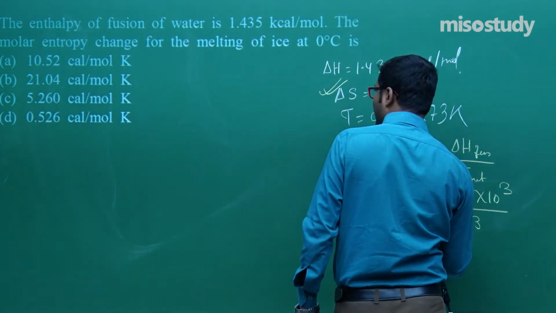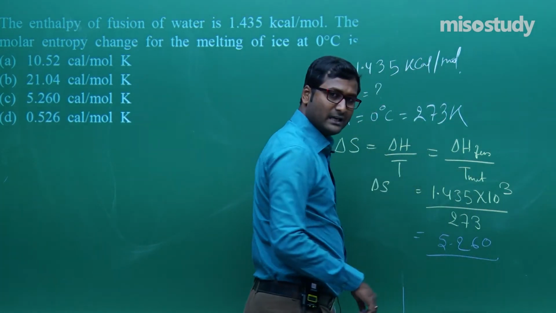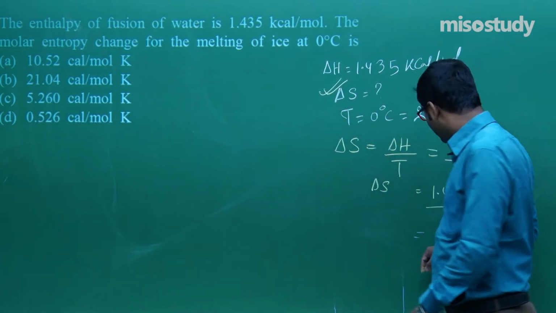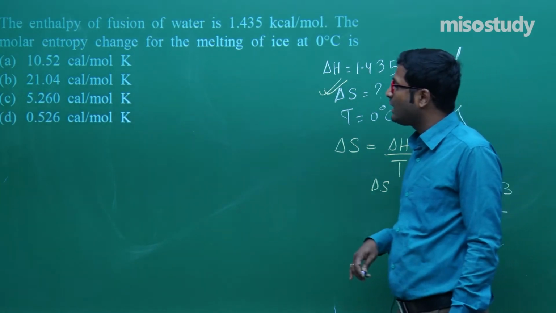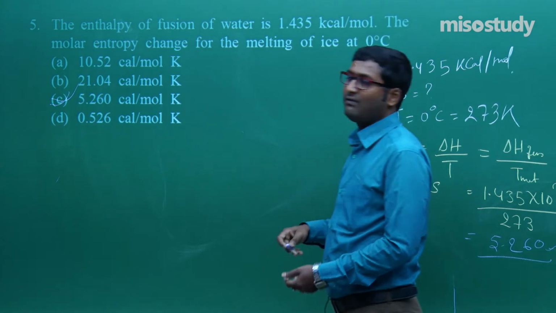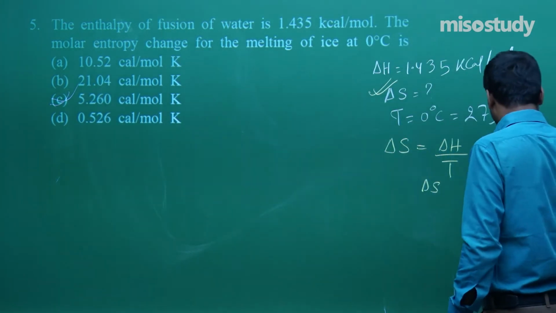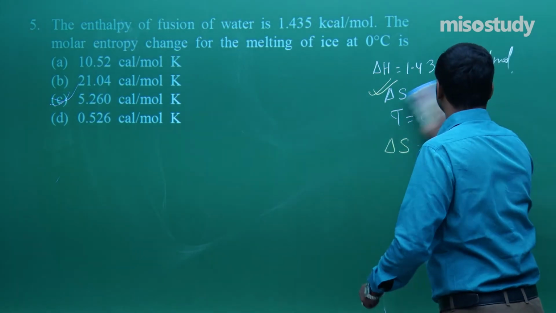The value will come around 5.260. Clear? So this is the answer, 5.260. Check it out for this question, C is the correct answer, 5.260 calorie per mole per Kelvin. Now friend, I am going to rub this part.